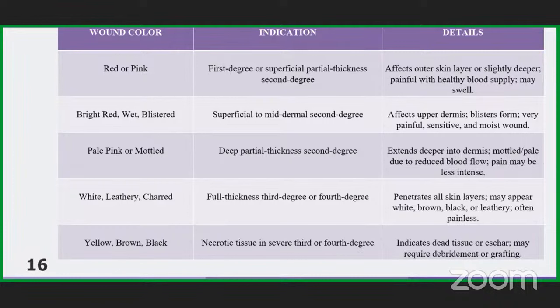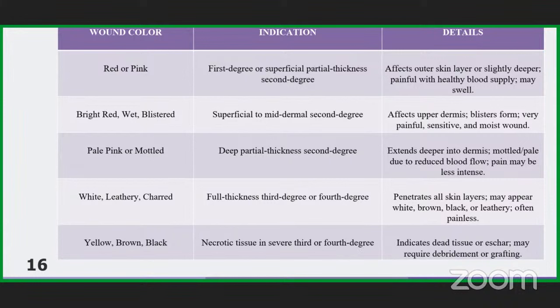Yes, pale pink or mottled, deep partial. Second degree deep burns extend deep into the dermis, mottled pale due to reduced blood flow. Pain may be less intense. Yes, so it will be the blood supply. The blood vessels are also involved or lost here. So it will be pale pink color, mottled due to less blood supply. So it is a second degree deep burn.